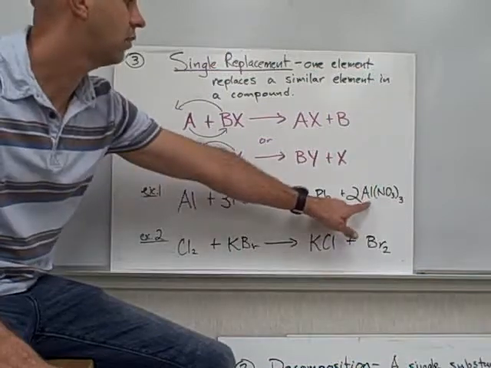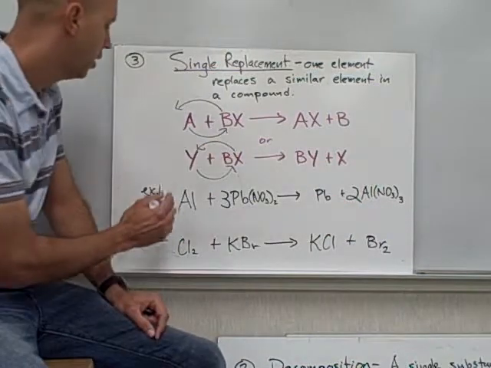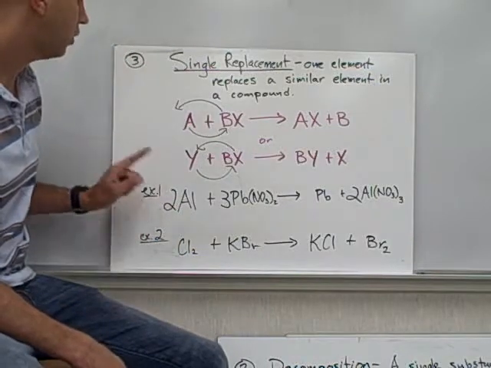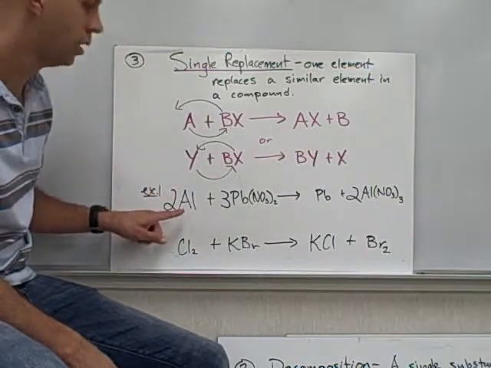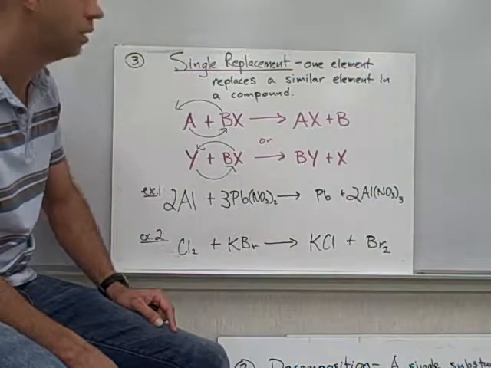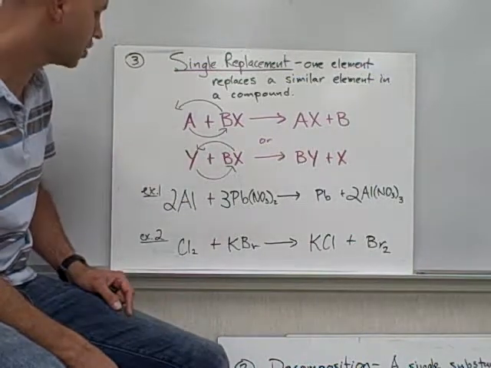Once I've done this, I've got 2 aluminums, and over here, I've only got 1 aluminum, so I'm going to put a 2 there. Now in this case, what you can see is aluminum is replacing lead. That's why it's a single replacement reaction.